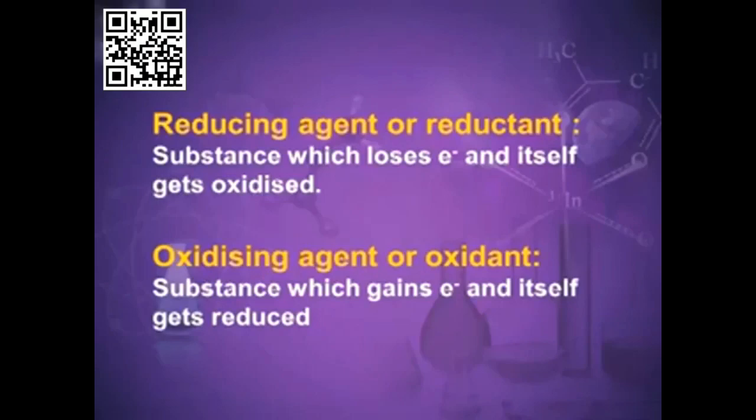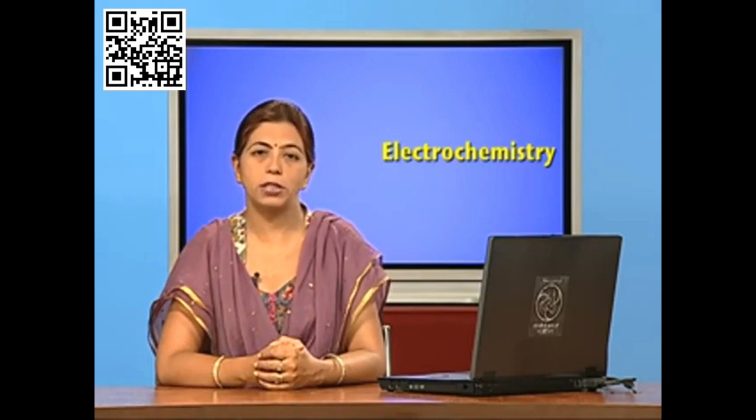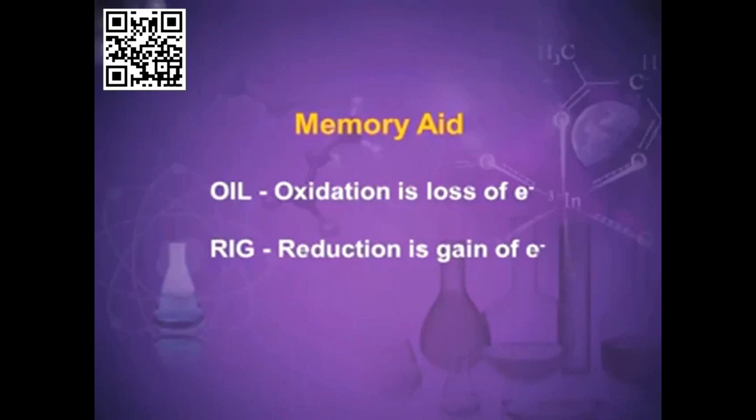Let us know what is a reducing agent and what is an oxidizing agent. The substance which loses electron is itself oxidized and is known as reducing agent. The other substance which gains electrons is itself reduced and it is known as oxidizing agent. To remember this, let me give you a memory aid. OIL, O-I-L, that means oxidation is loss of electron. RIG, R-I-G, that means reduction is gain of electrons.